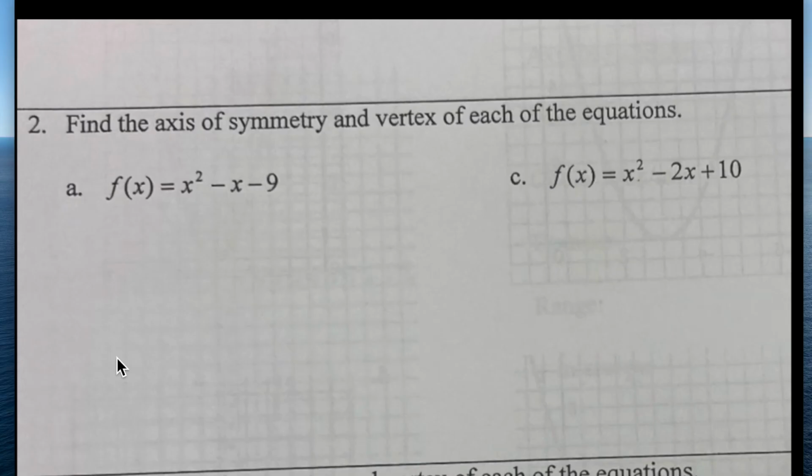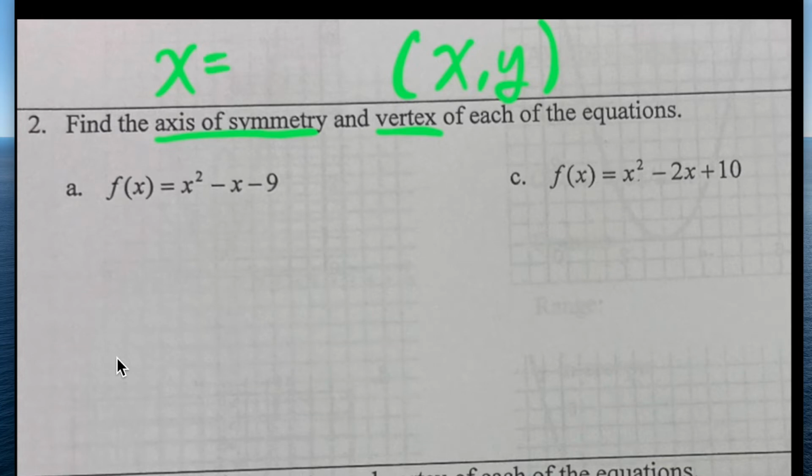Let's move on to number 2. They again want the axis of symmetry and the vertex. Okay, we know that the vertex is going to have 2 components, an x and a y, or 2 coordinates, and we know the axis of symmetry is going to be x equals something. Both of these equations are in standard form. They are not in vertex form. We cannot pluck out the vertex.